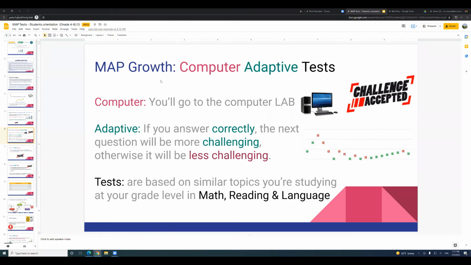So the adaptive nature of the test is that if you answer correctly, the next question may get slightly more challenging. If you answer incorrectly, the question on the test in math, reading, and language will become slightly easier, to help you find your level, and then the test will level out to your ability. The tests you are going to take are in math, reading, and language, and the topics are similar to what you are already studying in, for example, Reading Street or Envision Math. So you don't need to revise, okay?